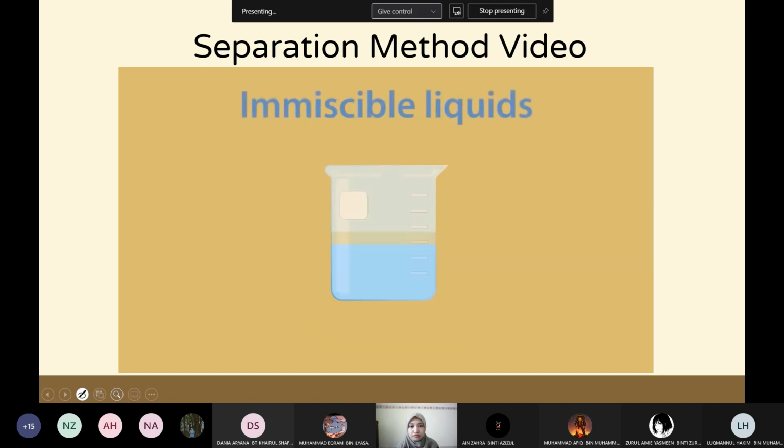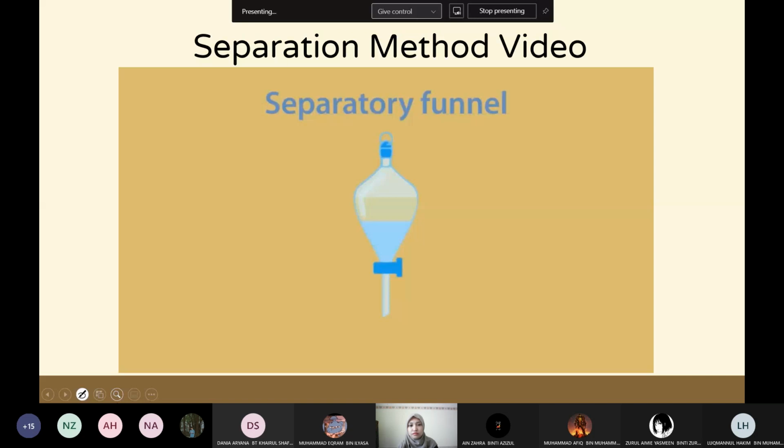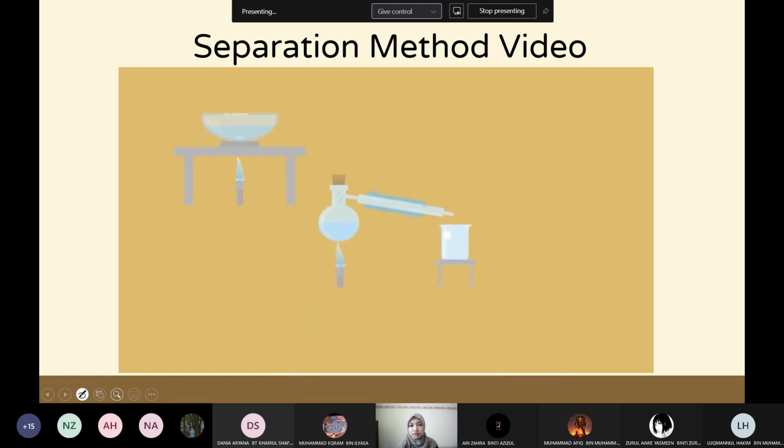Two immiscible liquids, such as oil and water, can be separated using a separatory funnel. This is an apparatus with a stopcock at the bottom. Releasing the stopcock allows the contents to flow out, and closing it stops the flow. To summarize, there are many different techniques to separate mixtures, all depending on whether the mixture is homogeneous or heterogeneous.